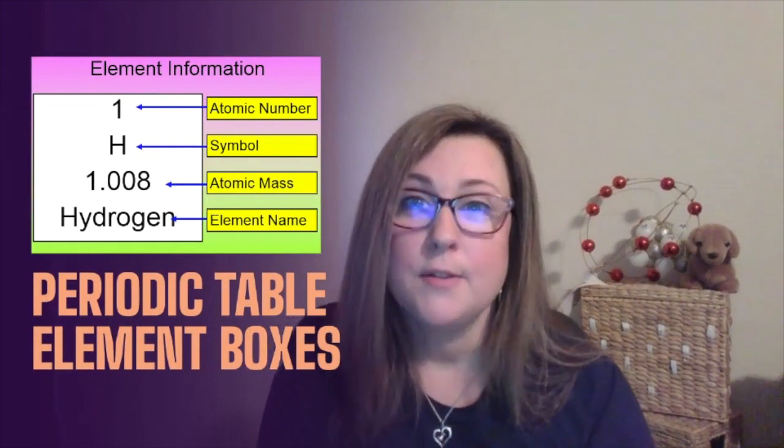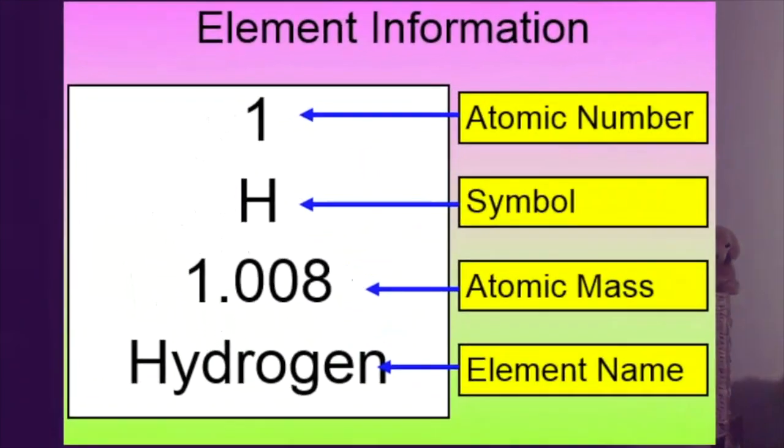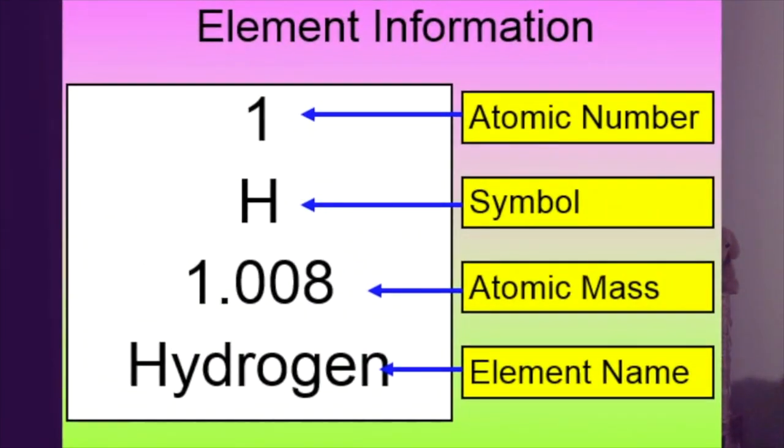So let's look at everything else that's on these element boxes. That's what these are called: an element box. And when you put all of those boxes together in a certain order, that's your periodic table. So starting at the top, okay, the atomic number is usually at the top. Sometimes it might be on the side. Here it's in the center.